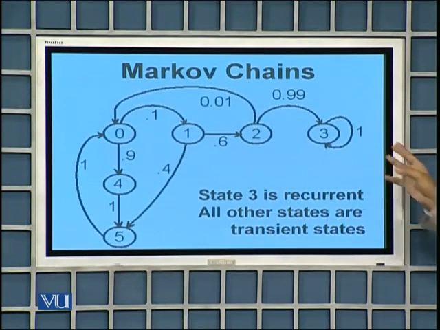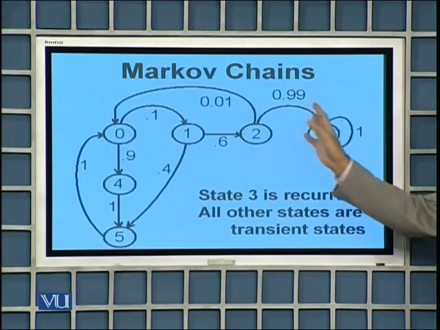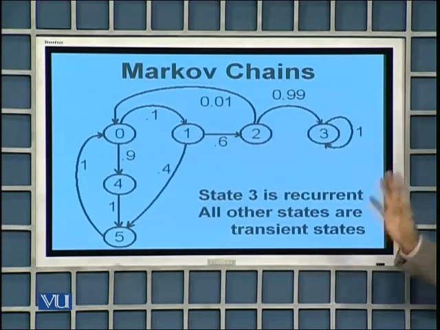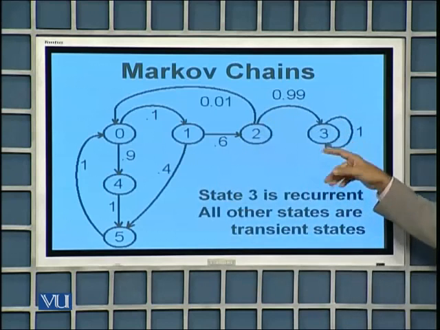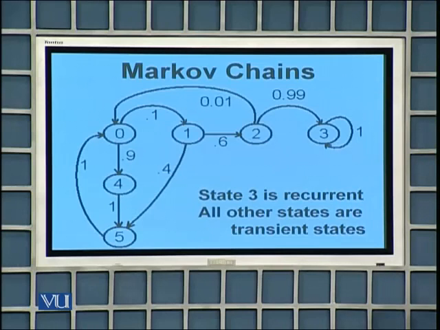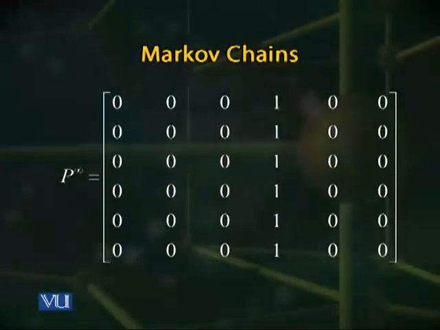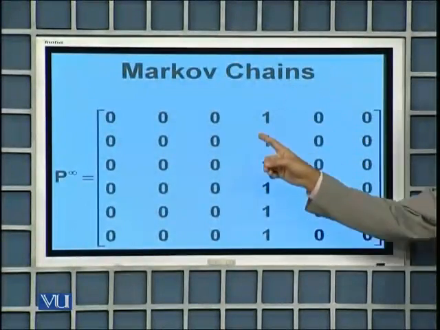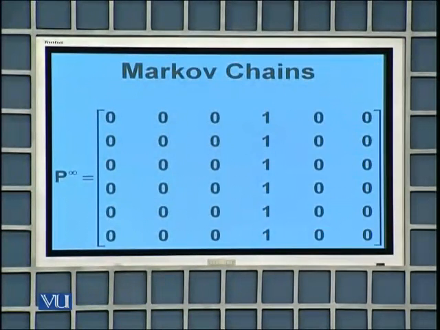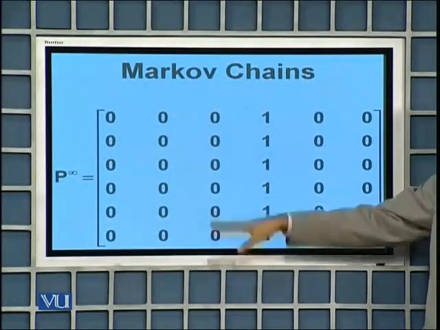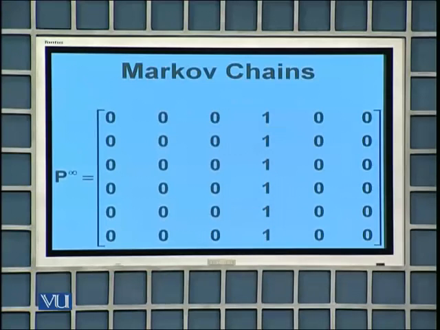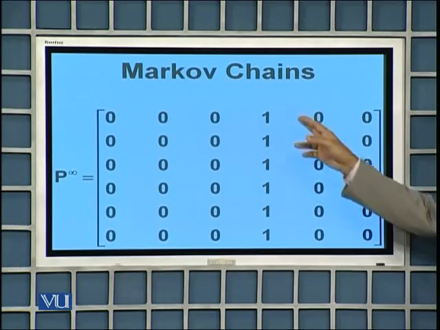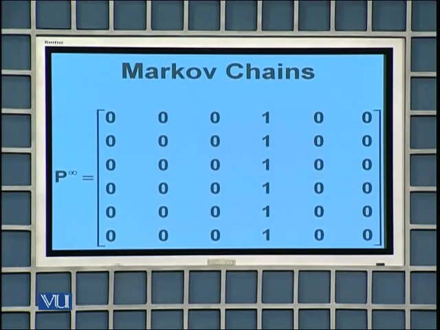So in this Markov chain, state 3 is the recurrent state, all other states are transient states. It does not matter where you start, eventually you are going to end up at state 3 and then you are going to remain in state 3. If we look at its long-term n-step transition probability matrix, we see that it has a column of all ones corresponding to state 3, which is the recurrent state, and all other columns are zero valued. Hence all other states are transient states and only state 3 is the recurrent state.